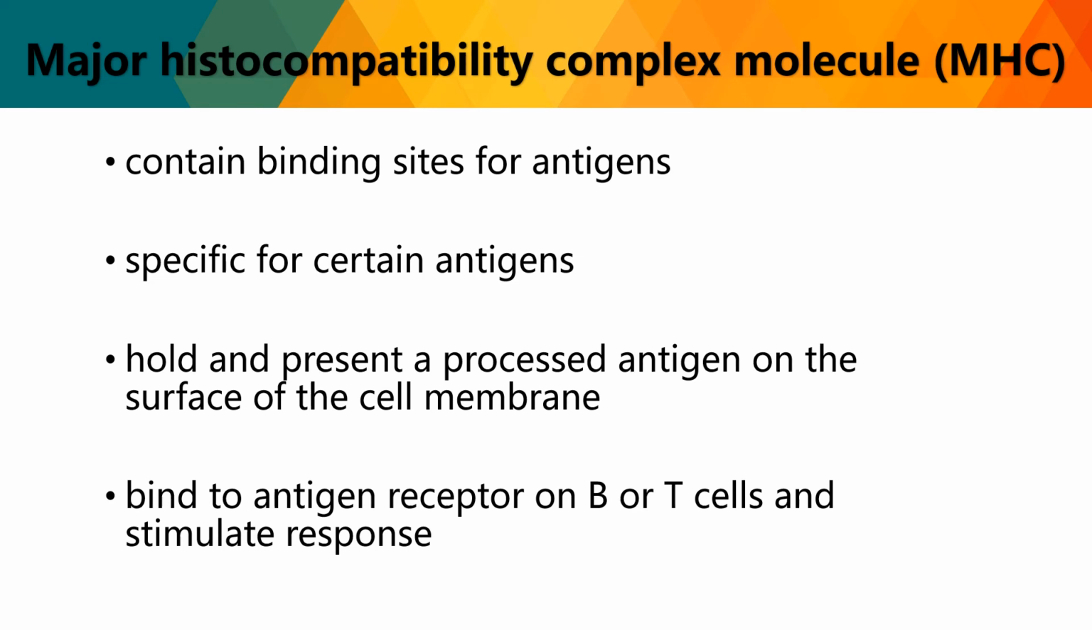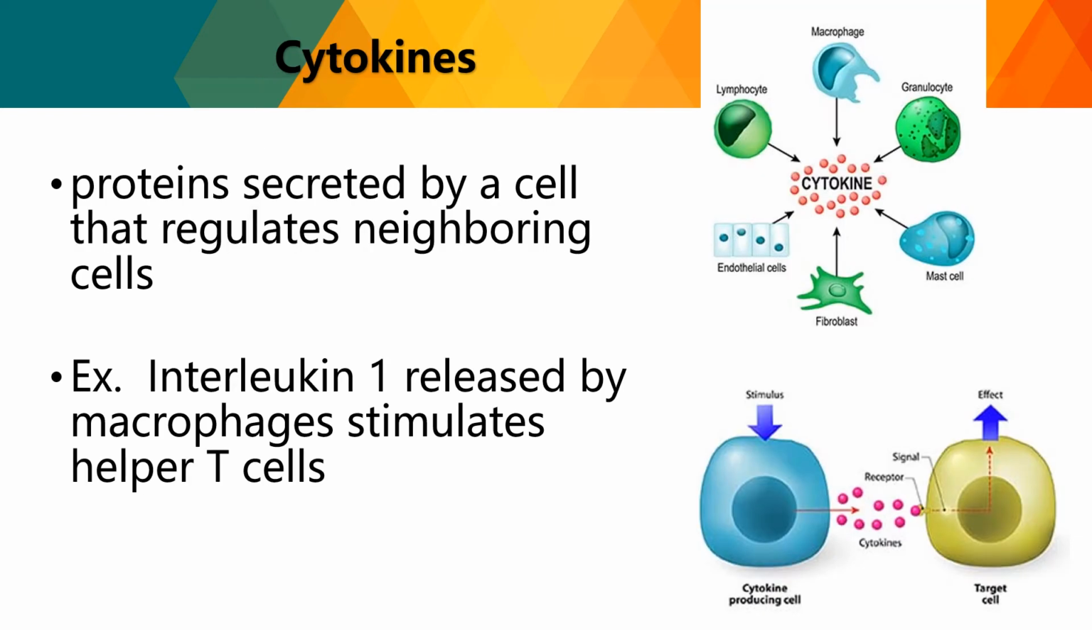So the major histocompatibility complex molecule, or the MHC, on the other hand, contains binding sites for antigens. They are specific for certain antigens, and they hold and present a processed antigen on the surface of the cell membrane. They also bind to antigen receptors on B or T cells and stimulate responses.